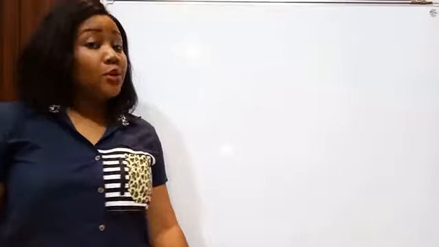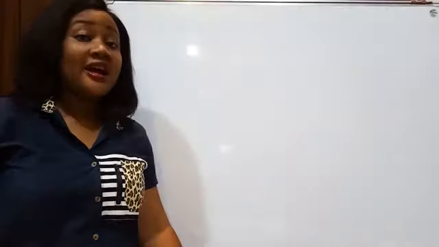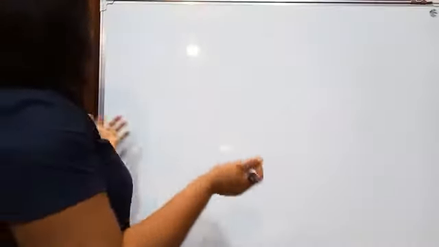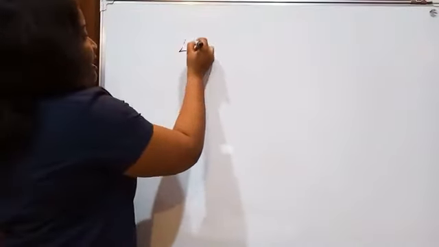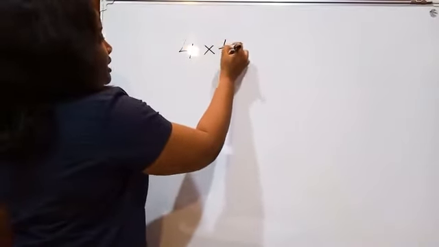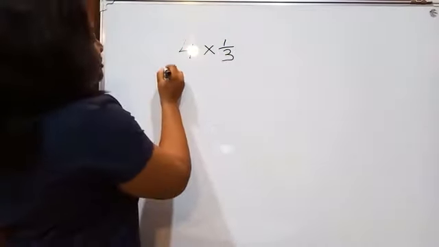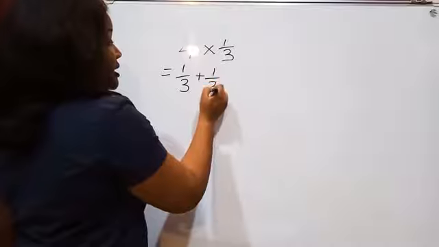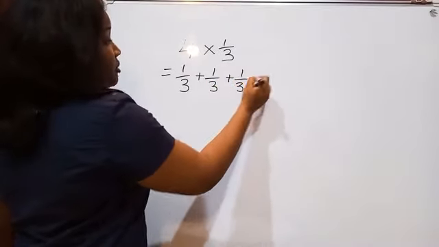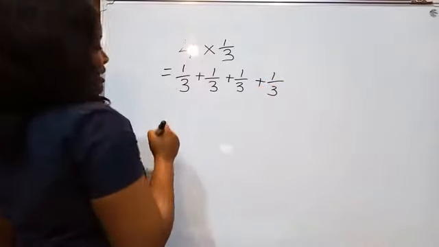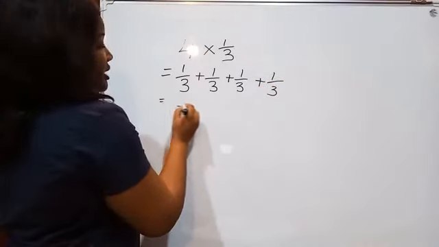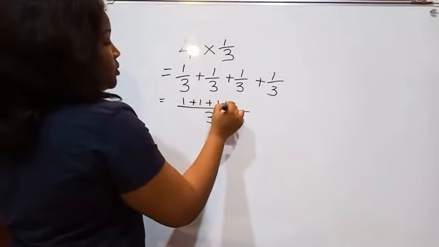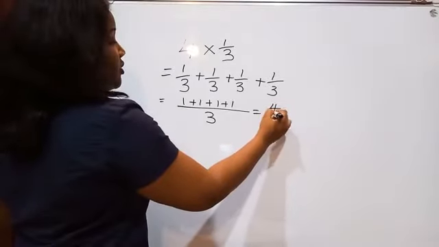So now we'll be looking at multiplications and divisions of fractions. Now let's take an illustration. Assuming you're told to find 4 times 1 over 3. It's the same thing as saying 1 over 3 plus 1 over 3 plus 1 over 3 plus 1 over 3. Which gives us, remember, our denominator, 1 plus 1 plus 1 plus 1, which gives us 4 over 3.